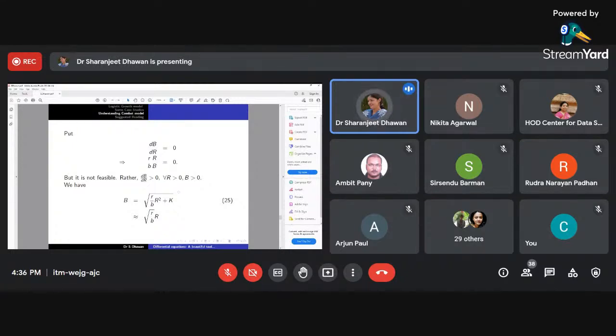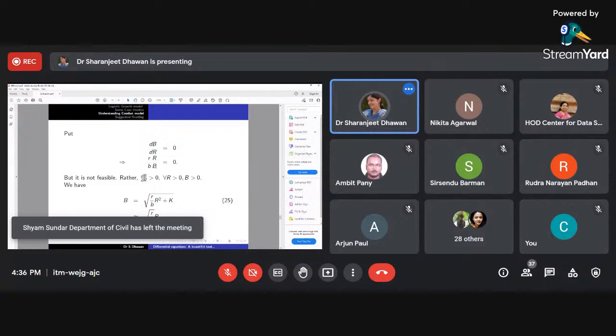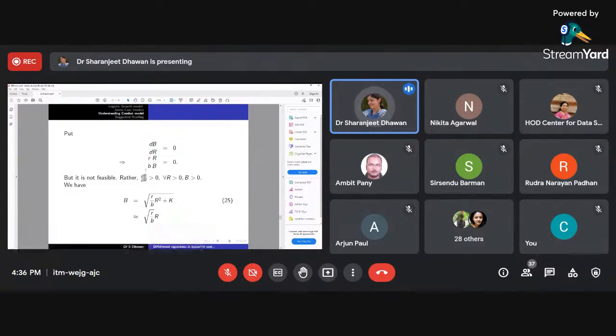So for the turning point, we will put dB upon dR equal to 0, and it will give us that r upon b into R upon B is 0. But we know that small r and small b are representing the attrition rates, and capital R and capital B are the red and blue armies, and they all are positive quantities. So this means it can't be equal to 0. So no turning points are there.